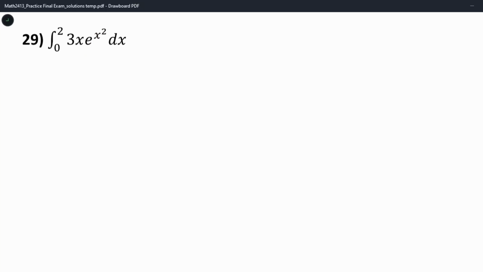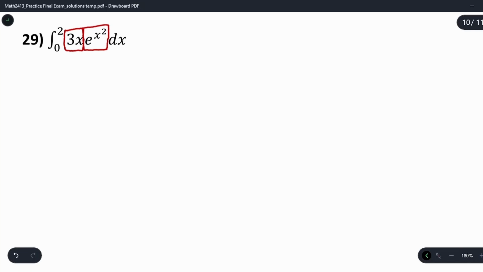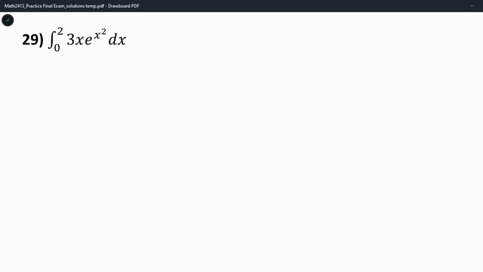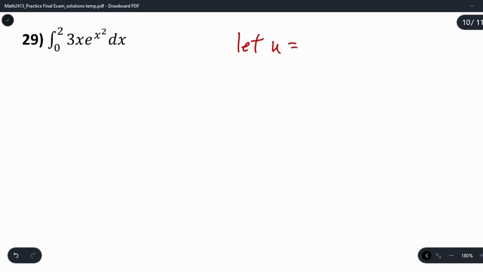Next, number 29. Here we have another definite integral where we have 3x times e to the x squared. Notice the difference in degree of the exponent of the e and the coefficient here is a difference of degree 1. And that is a good indication that we want to do a u substitution. So we're going to say let u equal the higher degree of x.